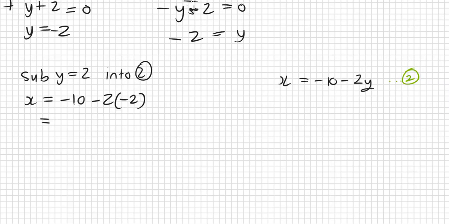So minus 10 plus 4 is negative 6. And I think that concludes the question. I think they asked for P, so therefore our x is negative 6 and our y is negative 2. And that's correct. All right.